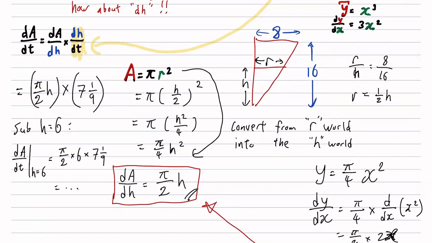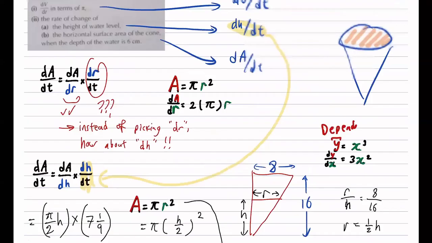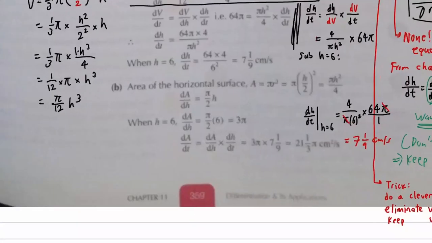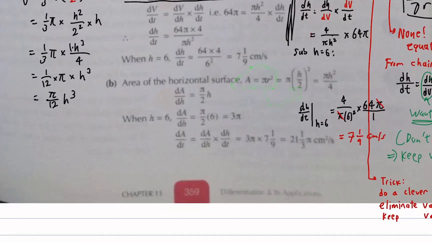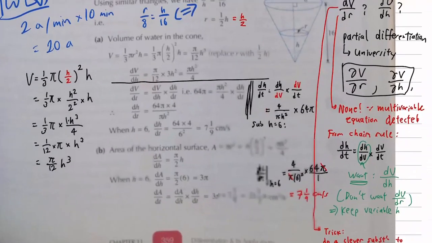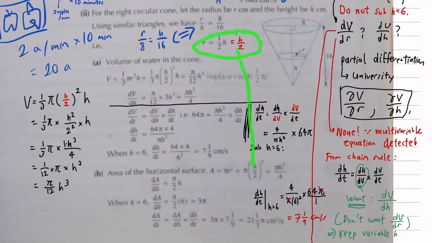Let's look at the answer key. What did they do? Okay, they did the same thing as me. A equals pi r squared, but then suddenly it becomes pi (h over 2) squared. Where did the h over 2 come from? Oh, you recall from the similar triangles, r equals h over 2. So you sub in and get this. Then after that, you can find dA by dh, which is pi over 2 h. Then when h equals 6, you just have to sub in.